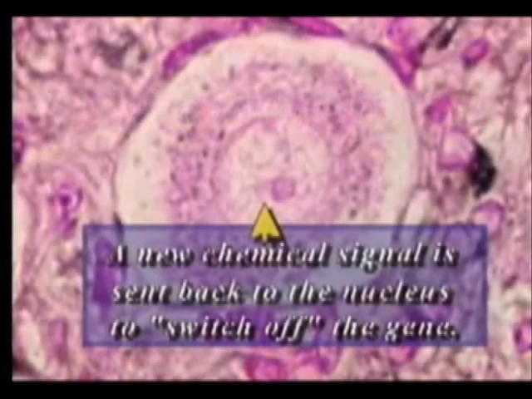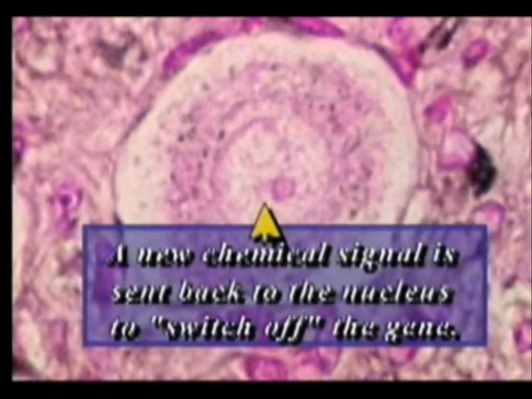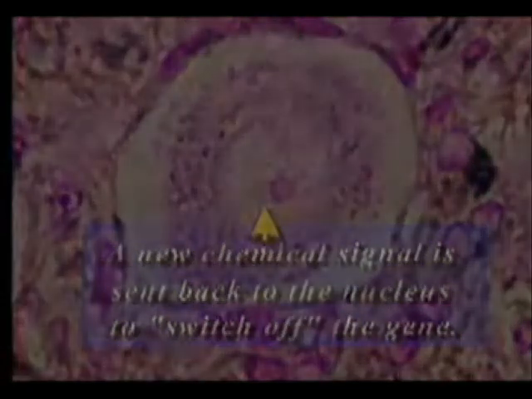Once the protein is finished, it is ready to perform its job in the cell. And as the protein goes to work, a new chemical signal is sent back to the nucleus that switches off the gene for that particular protein.